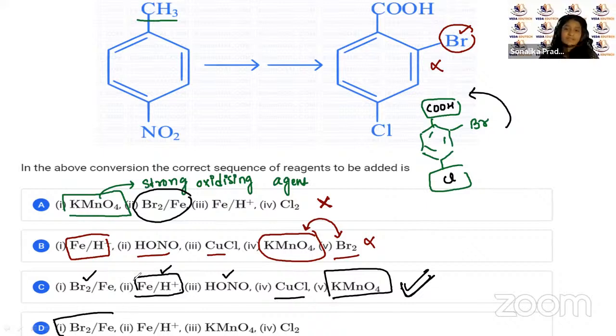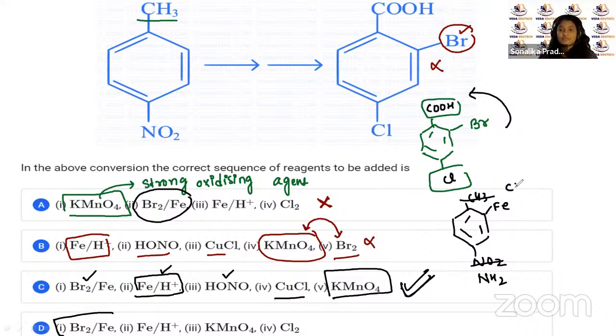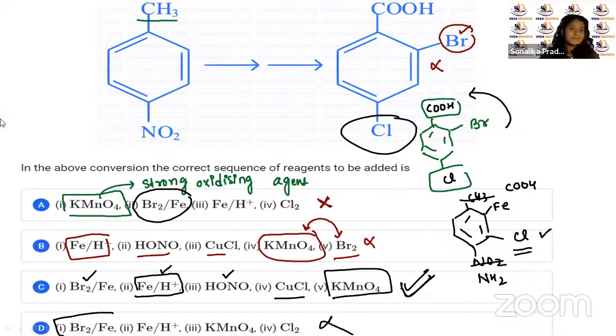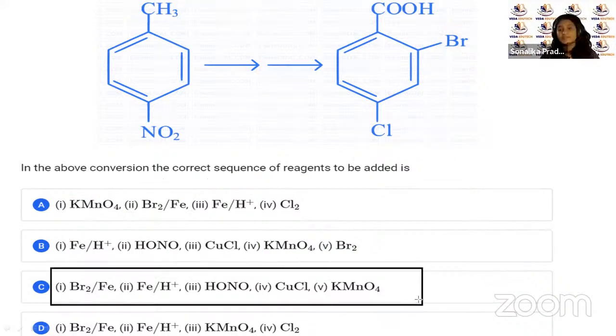So Br2 Fe. Br2 Fe, if we see, with respect to this, we are going to get at this position. Okay, no issues. Fe H plus, this one is going to be NH2. Then KMnO4, this is going to be COOH. Then Cl2, children, it's going to come here. Cl2 is going to come here, and we don't need Cl here, we need Cl at the end, right? So this is going to be wrong. So your option is going to be option 3. Yes, not at all difficult, but a bit tricky, right?